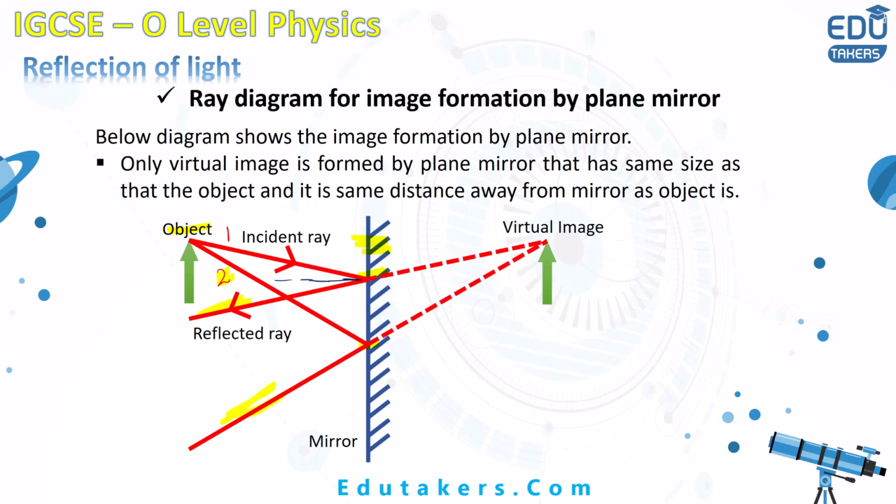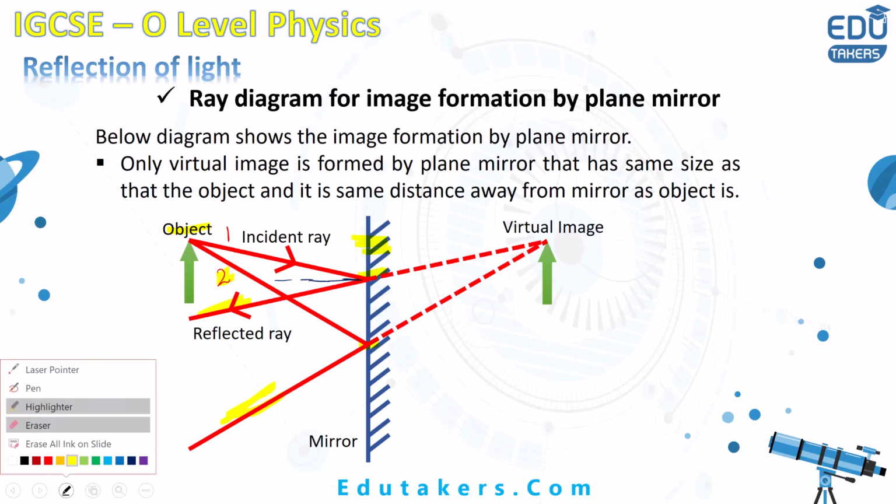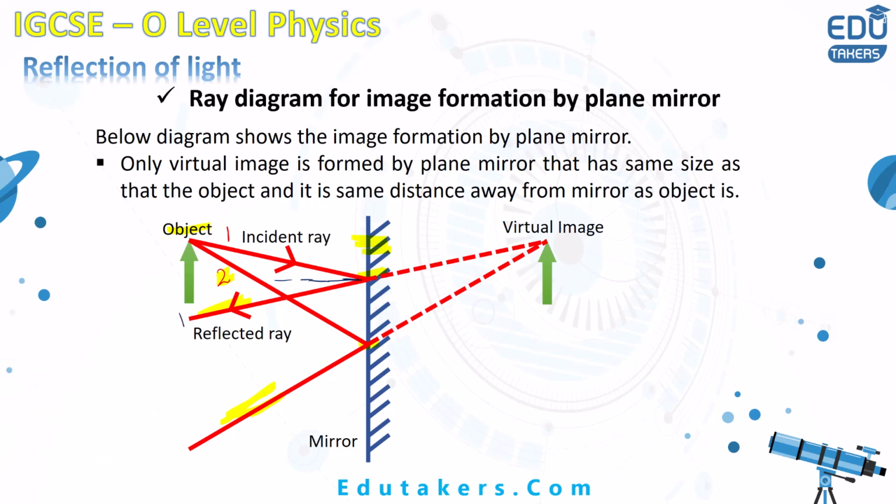Next, we have to see how the image is formed. For that, you need to extend the reflected ray in the backward direction. You can see here the first reflected ray, this one. You need to put the scale at this reflected ray and plot in the backward direction, at the back of the plane mirror. Similarly, extend the second reflected ray in the backward direction of the plane mirror. Both of these will meet at a single point. Here at this point, the image is formed.